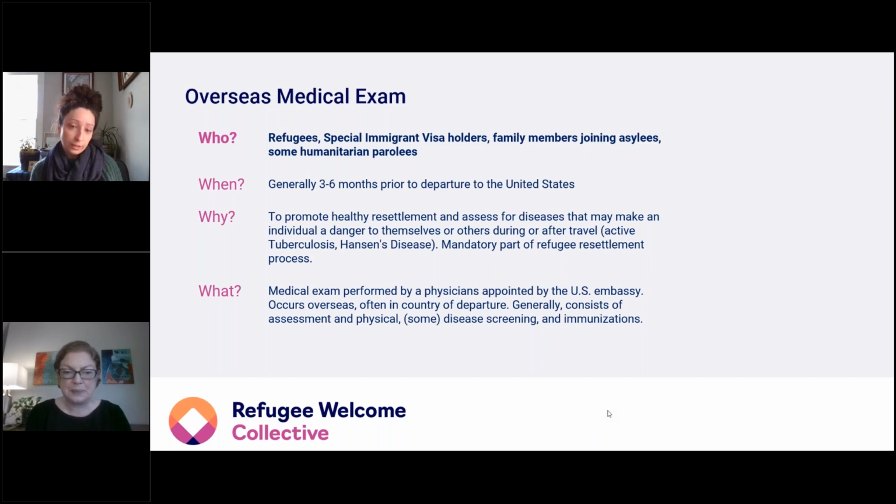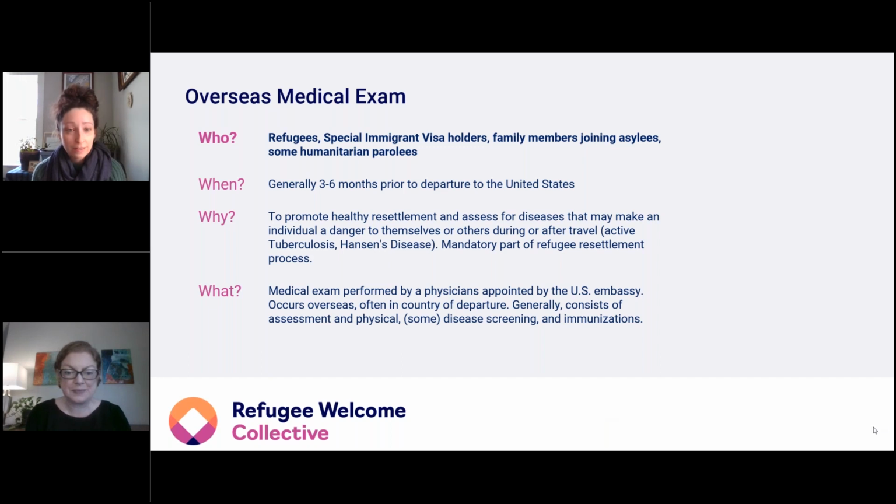And the reason is to really help promote healthy resettlement and assess for diseases that may make someone a danger to themselves or others during or after travel for the resettlement period. It is a mandatory part of the refugee resettlement process. This medical exam is performed by a physician appointed by the US Embassy overseas in the country of departure. Generally, it's an assessment and physical, some disease screening, and immunizations.